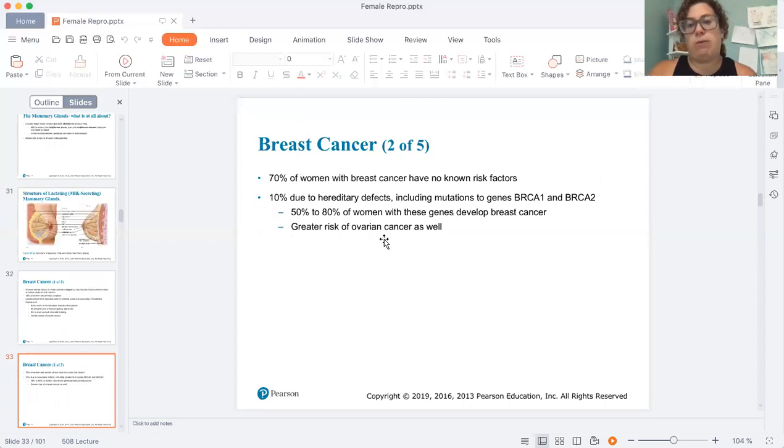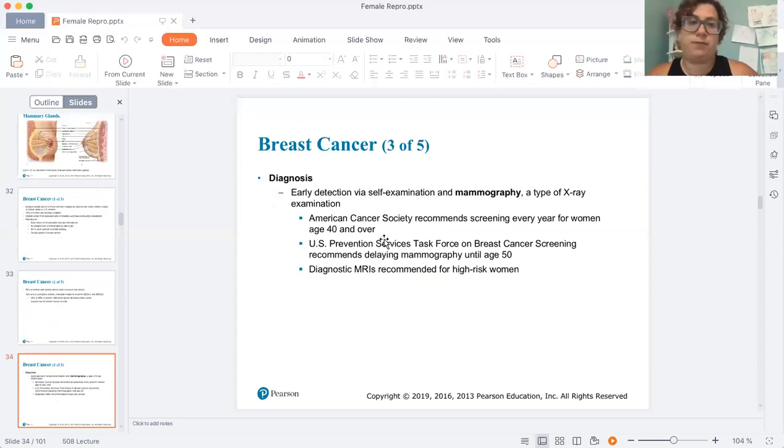As said, if someone does test positive for BRCA1 and BRCA2, the current methodology is a prophylactic, meaning preventative, mastectomy, as well as taking out the ovaries to prevent the risk of cancer. Mammogram is really the best way to detect breast cancer. It's the easiest, most cost-effective way. Typically, women over age 40 are screened every year.